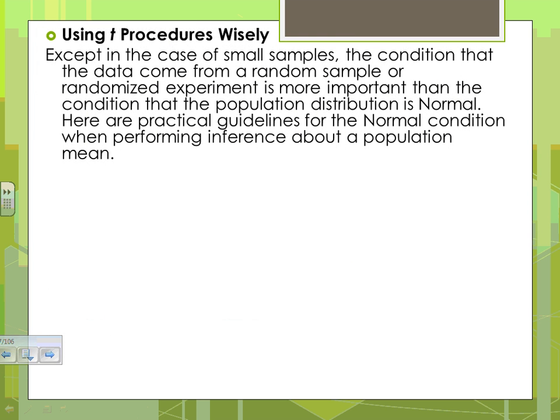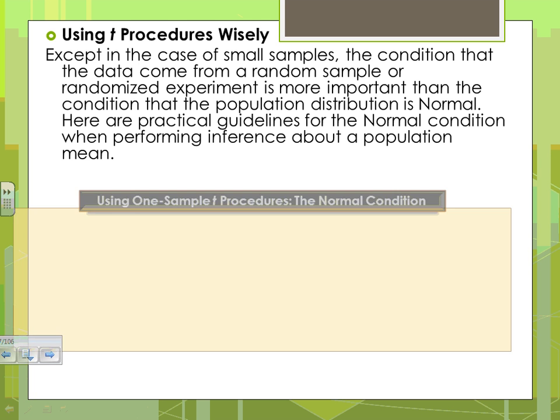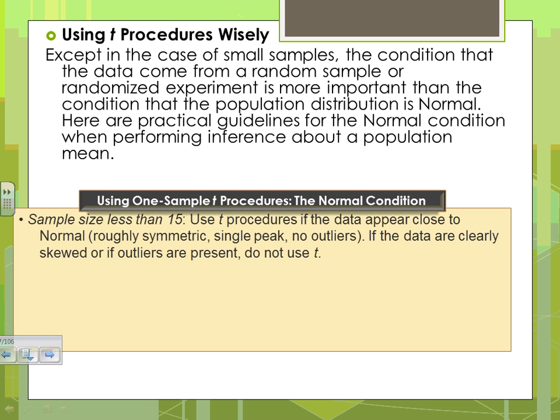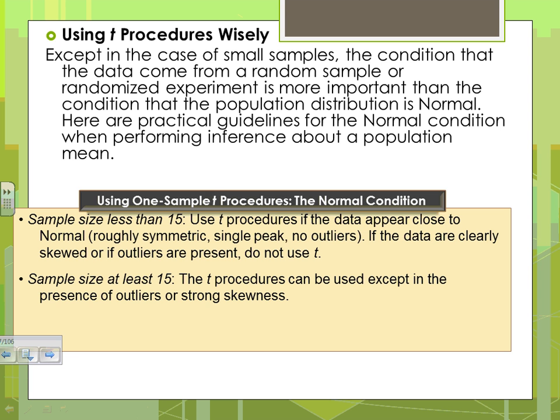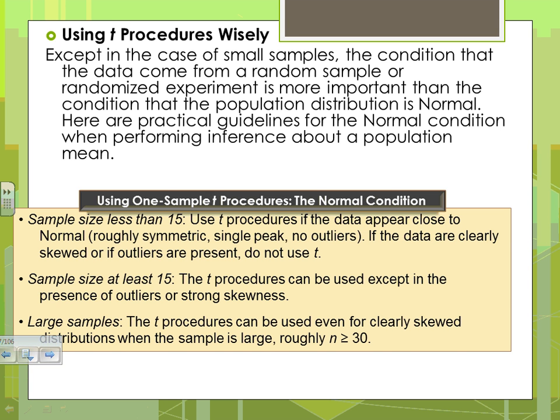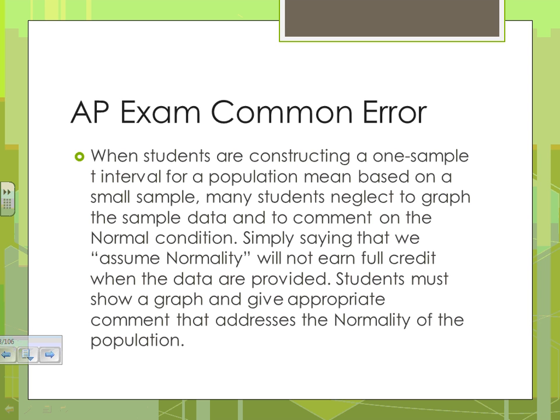Except in the case of small samples, the condition that the data comes from a random sample or randomized experiment is more important than the condition that the population distribution is normal. Okay, so here are some practical guidelines. You can read through those.